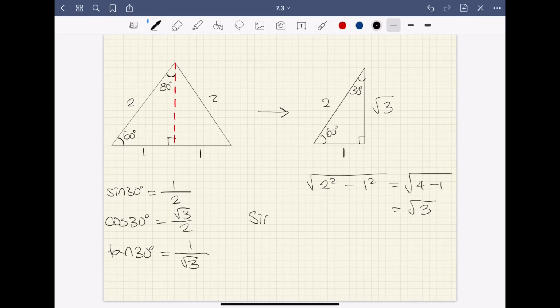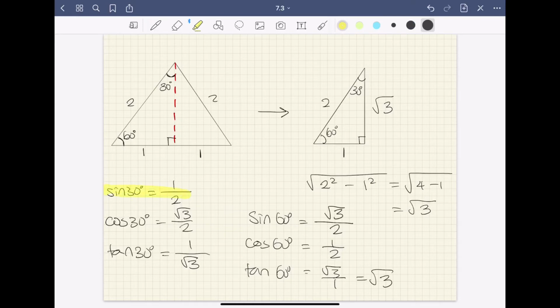Now let's do sine 60 degrees. Sine 60 degrees is equal to opposite over hypotenuse. Cos 60 degrees is equal to adjacent over hypotenuse. And tangent 60 degrees is equal to root 3 over 1, which is just root 3. So here.